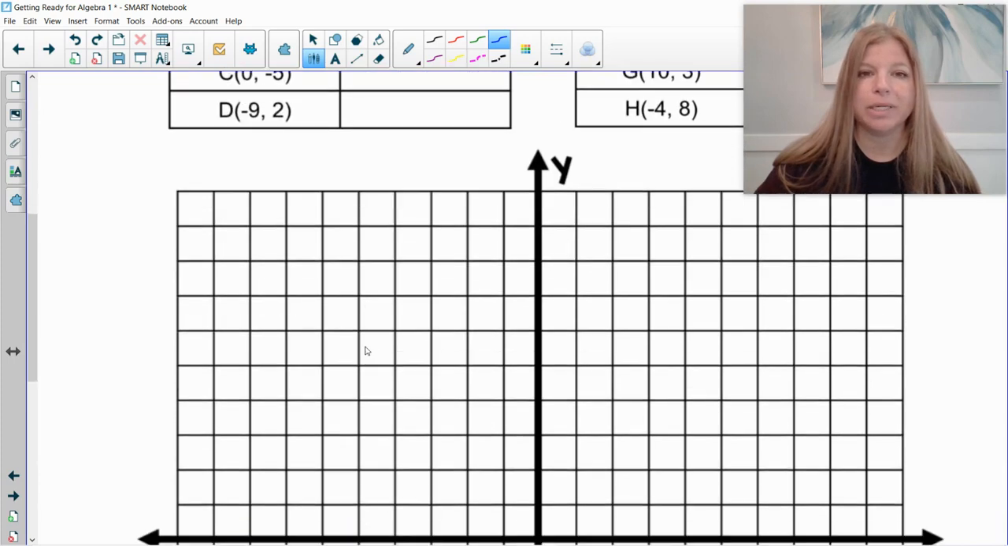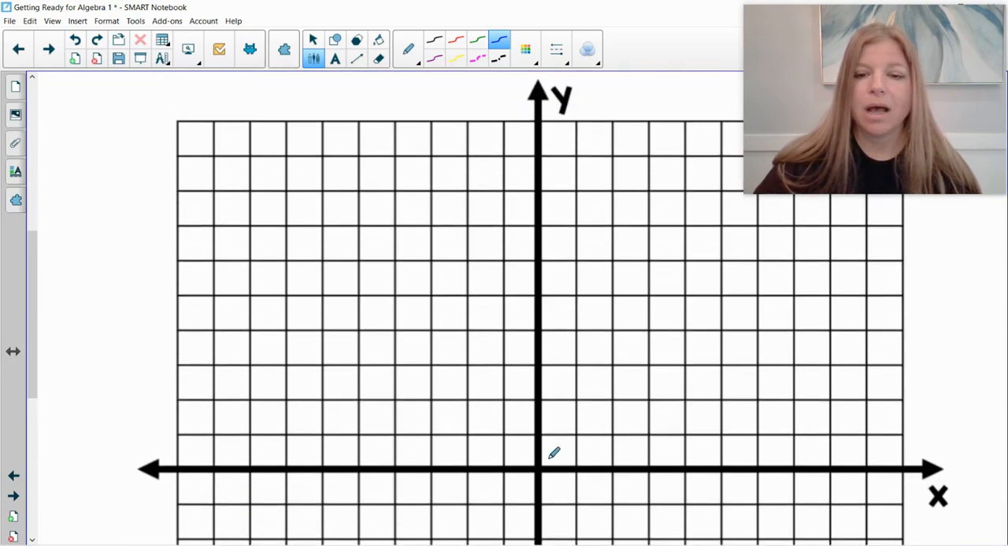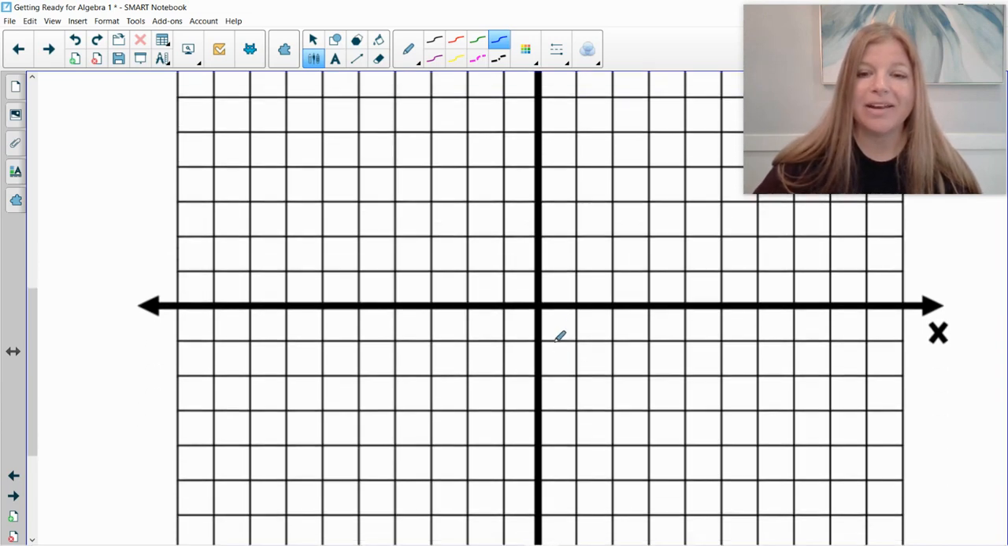When I look at my coordinate plane, here is the origin, 0, 0. Everything to the right are positive numbers. So positive 1, 2, 3, 4, 5, 6, and so on. To the left of the origin would be negative 1, negative 2, negative 3, negative 4, negative 5, negative 6, and so on. On the y-axis, from the origin going up is positive 1, positive 2, positive 3, positive 4, and so on. And then underneath the origin, on the y-axis are the negative values, negative 1, negative 2, negative 3, negative 4.